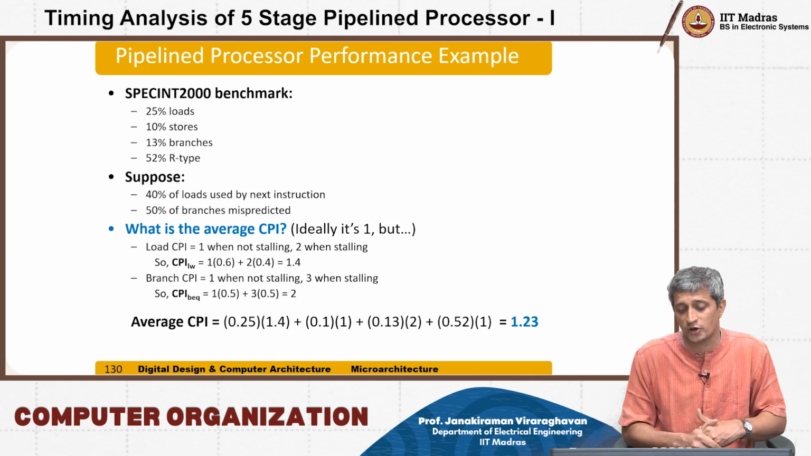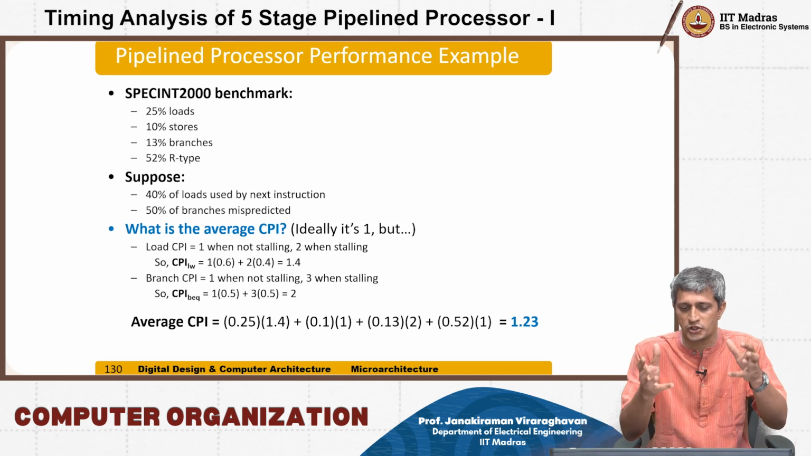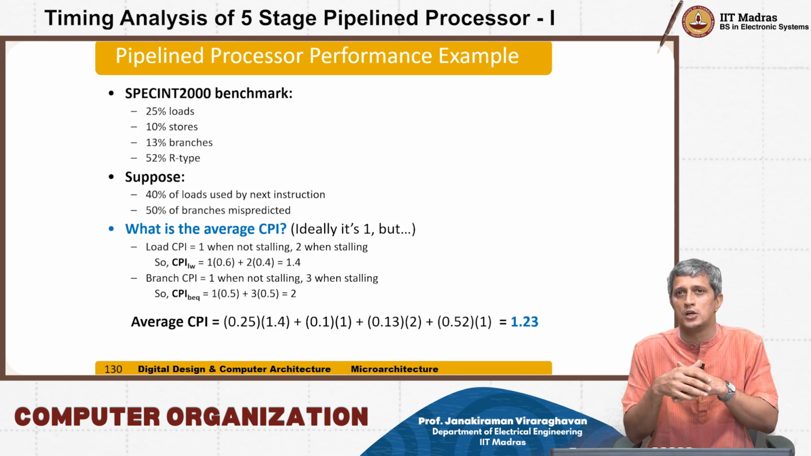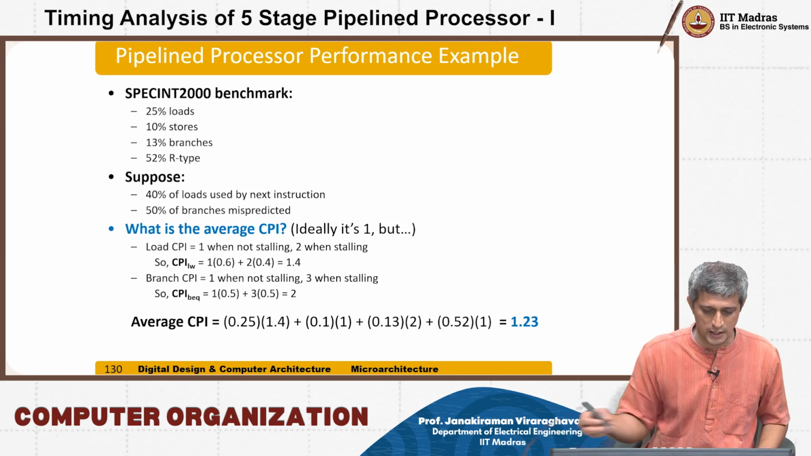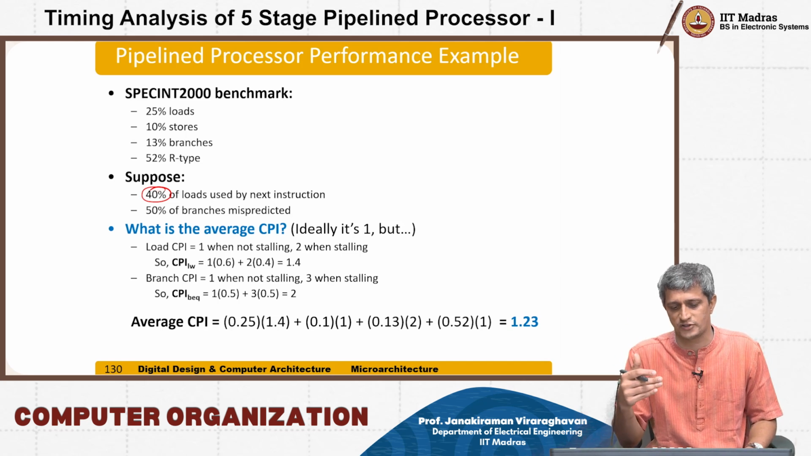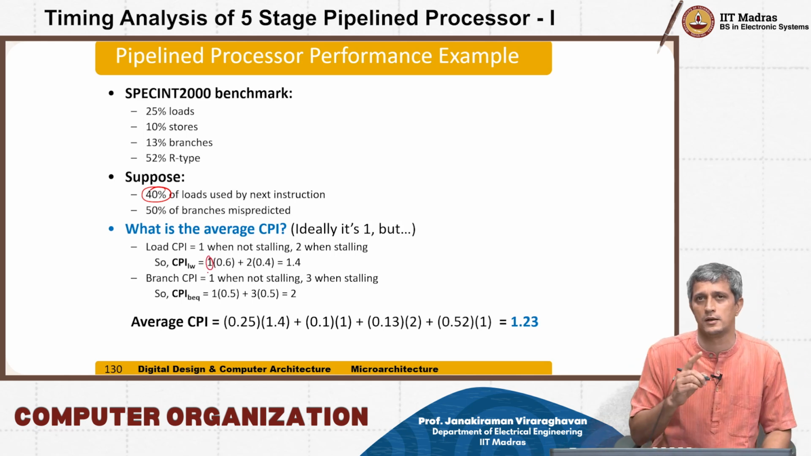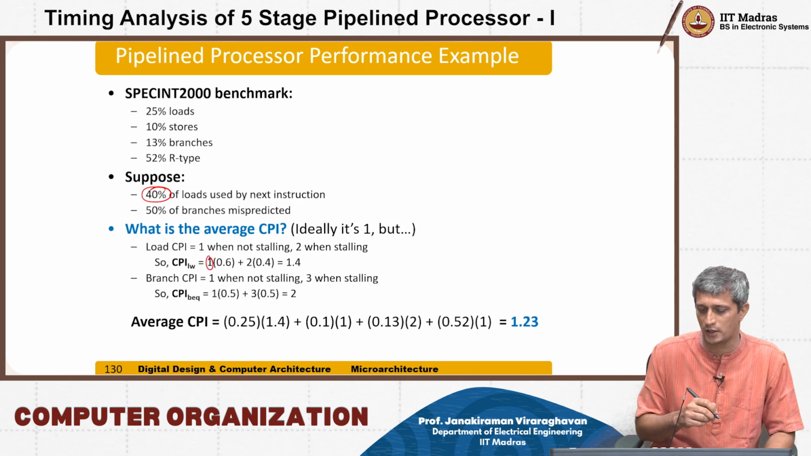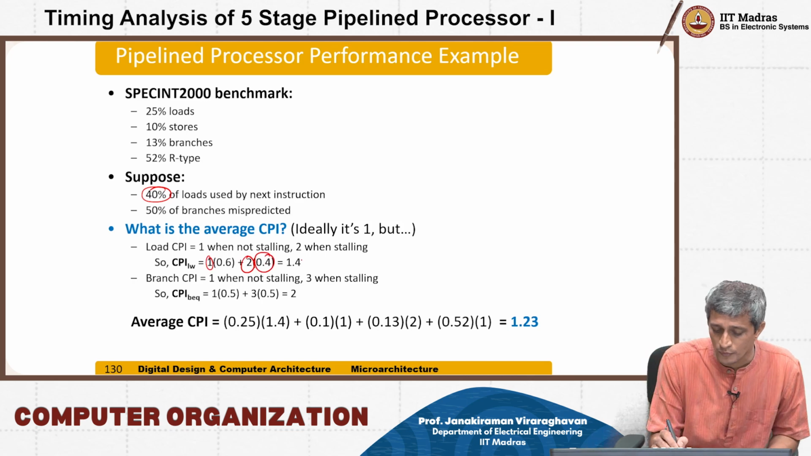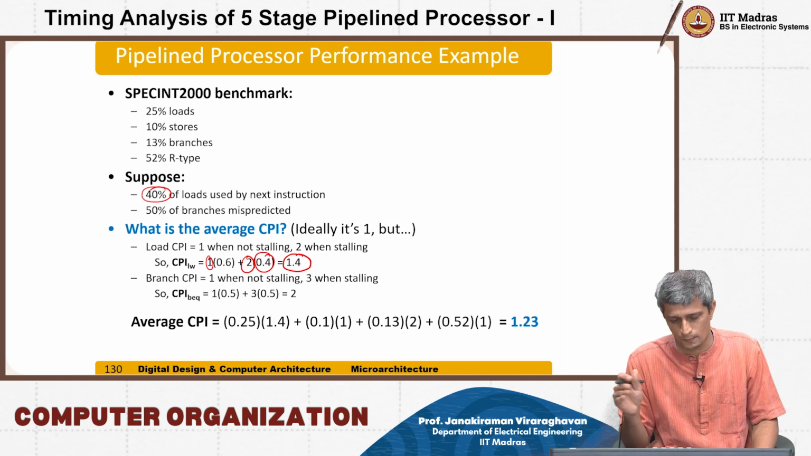So the cycles per instruction for load word is the fraction of instructions where the loads are not used by the subsequent instruction. That is 60%, because we have said that 40% of the loads are used by the very next instruction. Therefore, 60% don't use it, in which case it is 1 clock cycle for the load instruction. Otherwise, it is 2 clock cycles with 40% of that instruction. So therefore, the cycles per instruction on average for load word is 1.4.